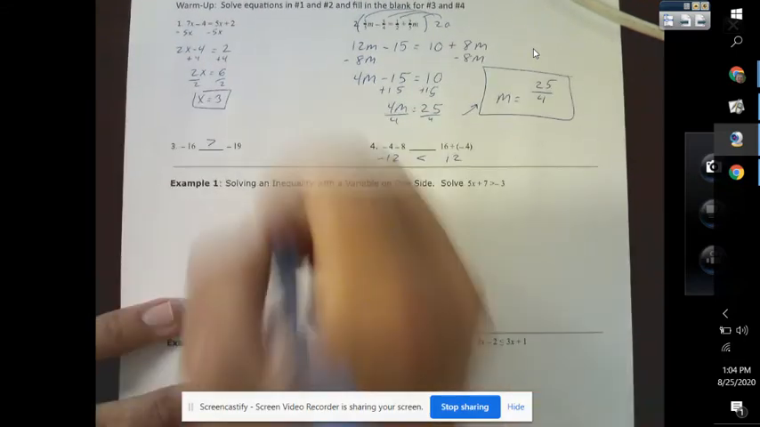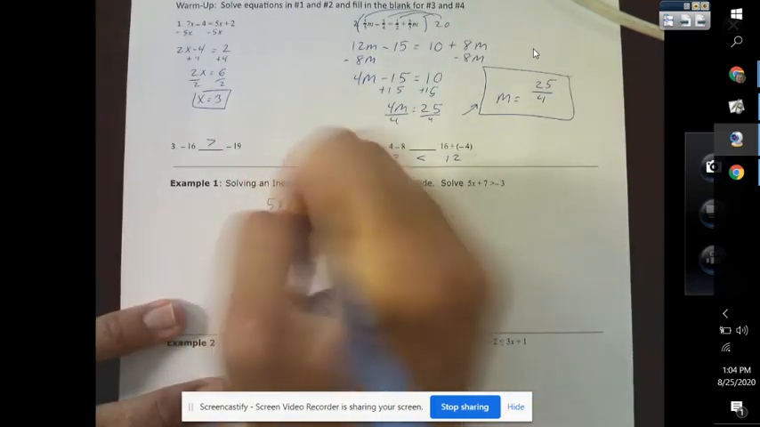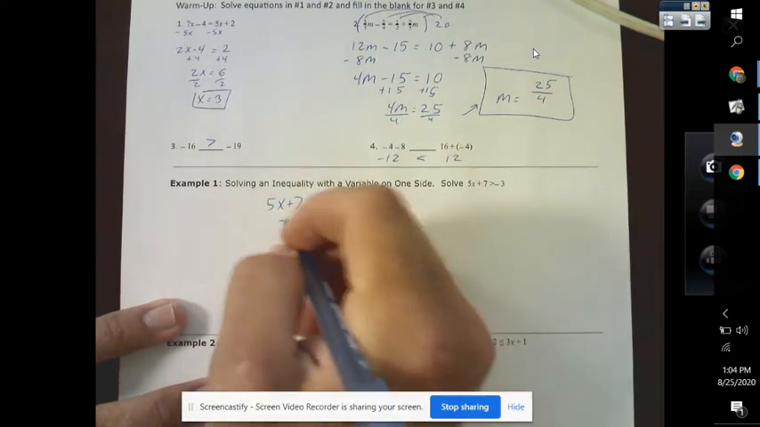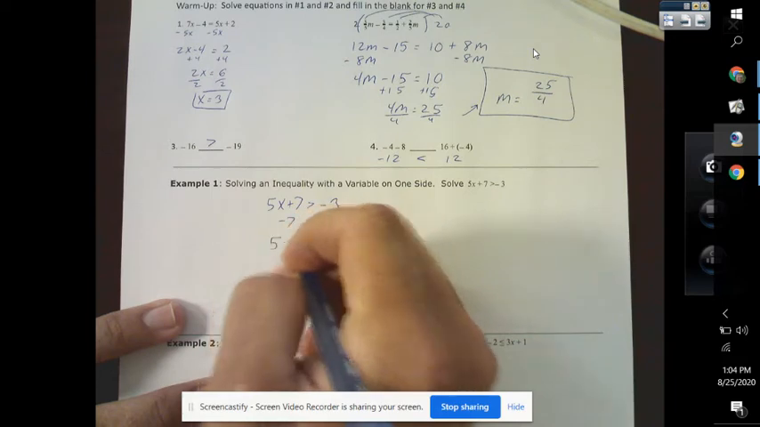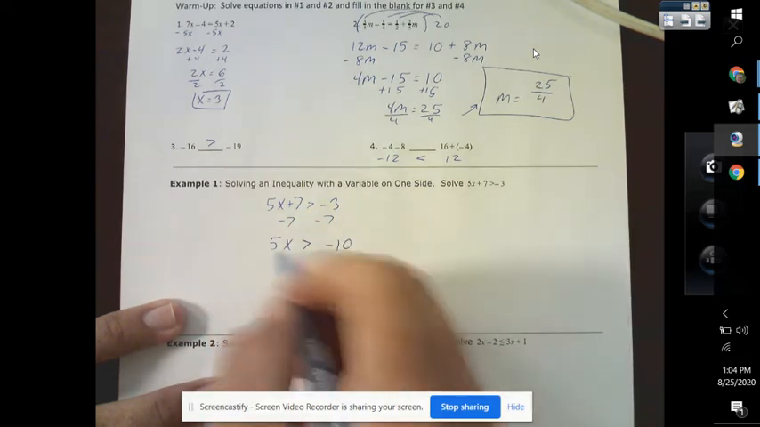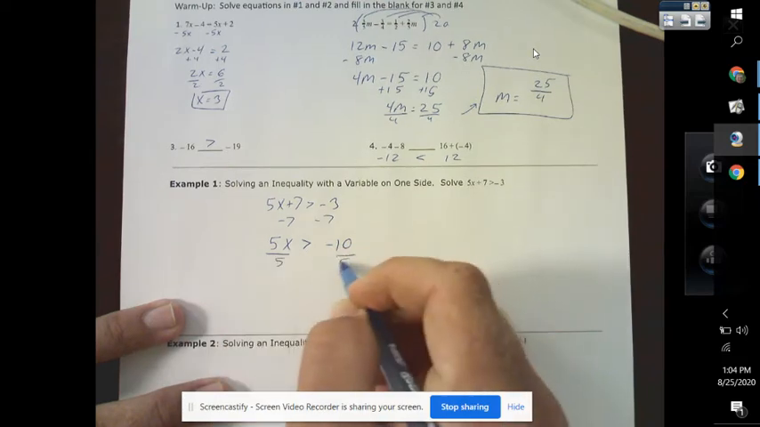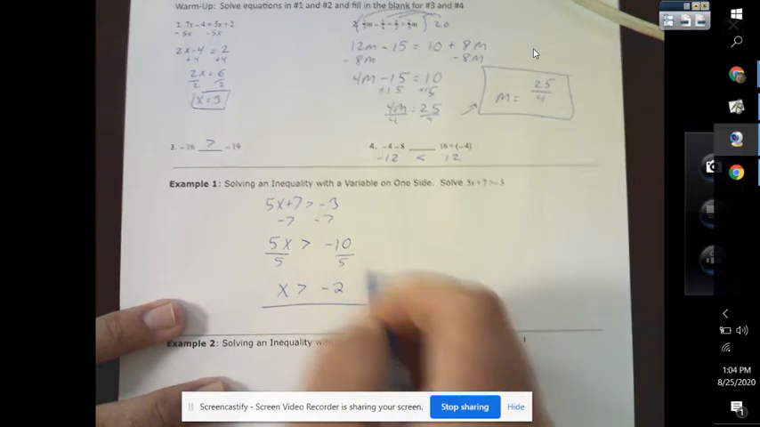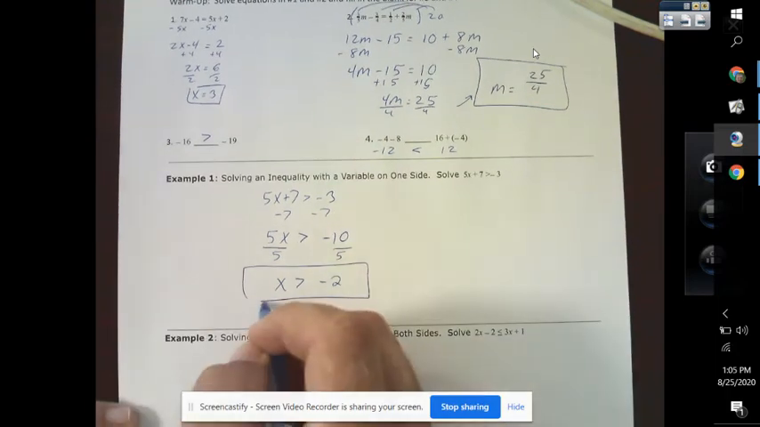So here's our inequality. 5x plus 7 is greater than negative 3. Let's solve it. Okay, subtract 7, subtract 7. 5x is greater than negative 10. Be careful with those negative signs. Notice how I'm dividing by a positive 5. x is greater than negative 2. Boom. We are done. That's it.